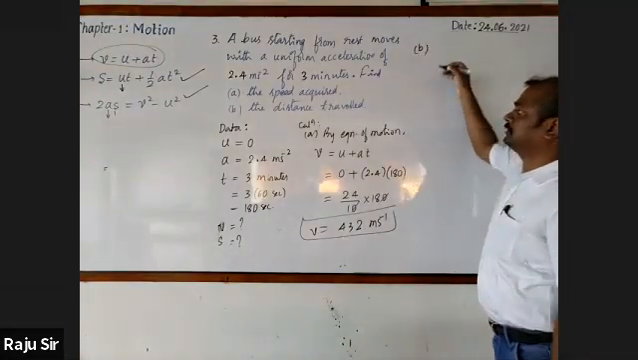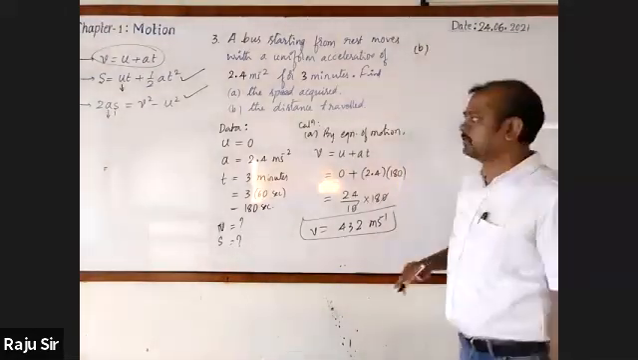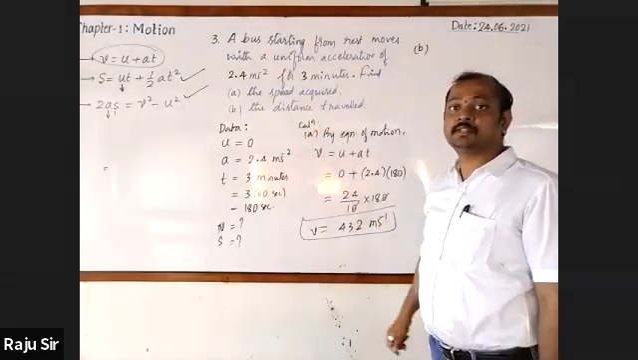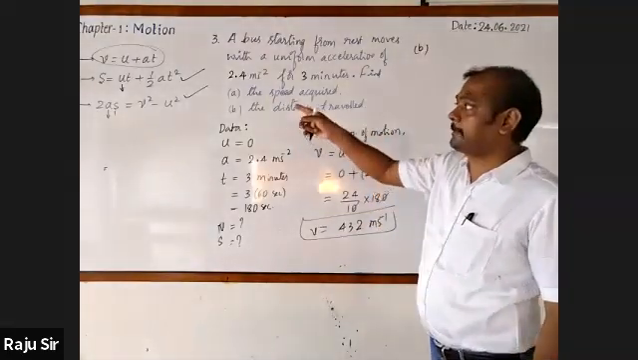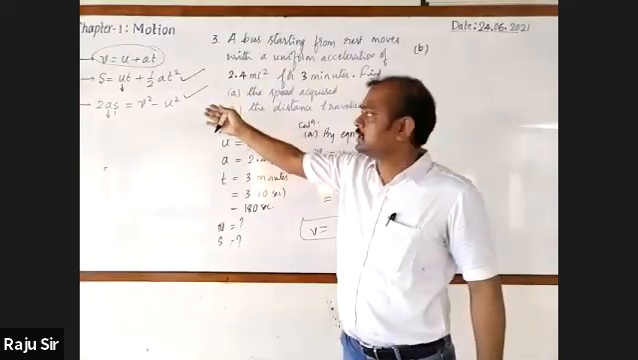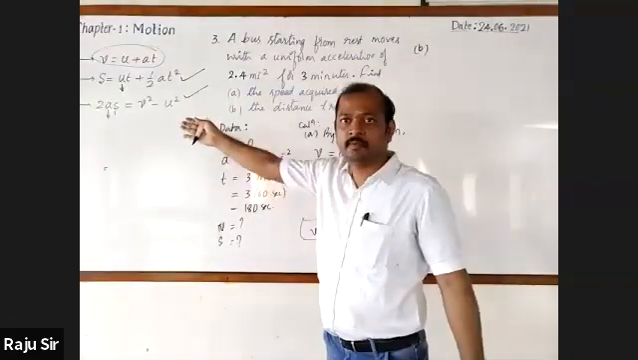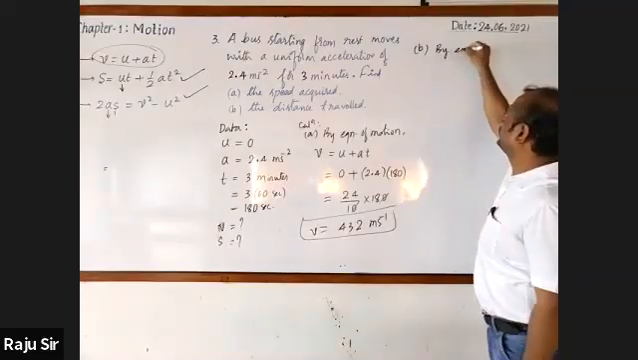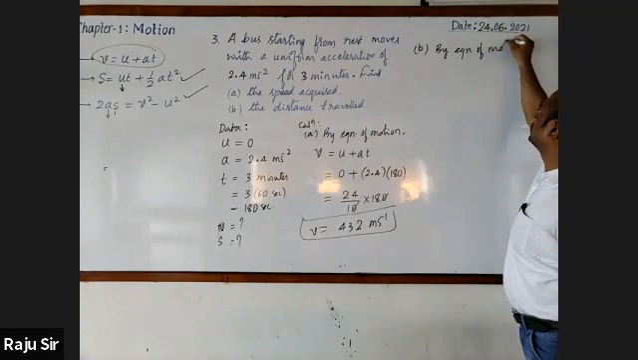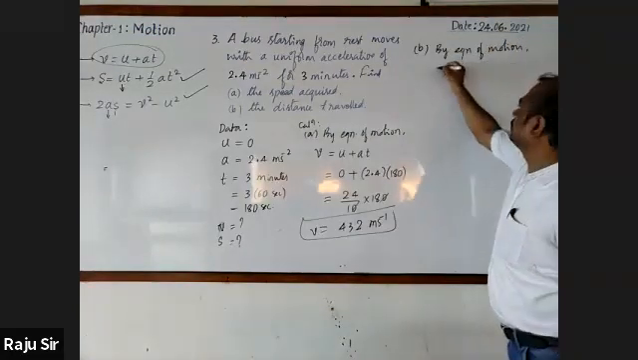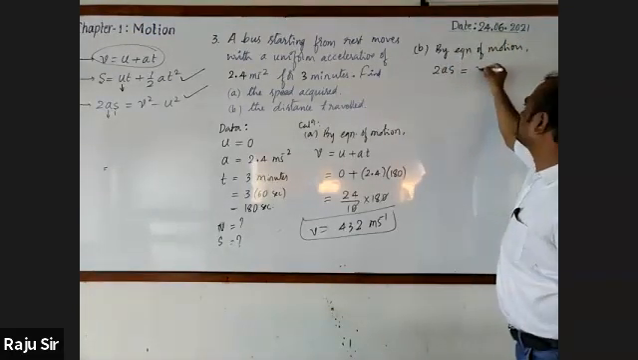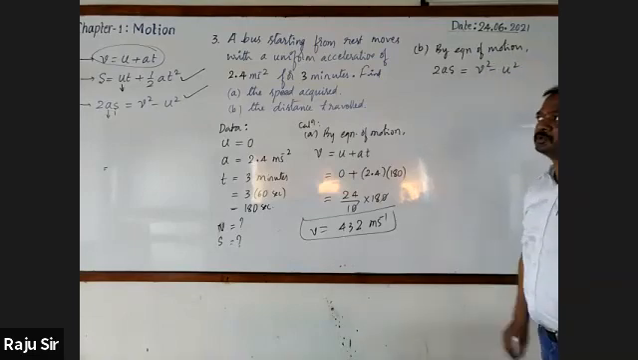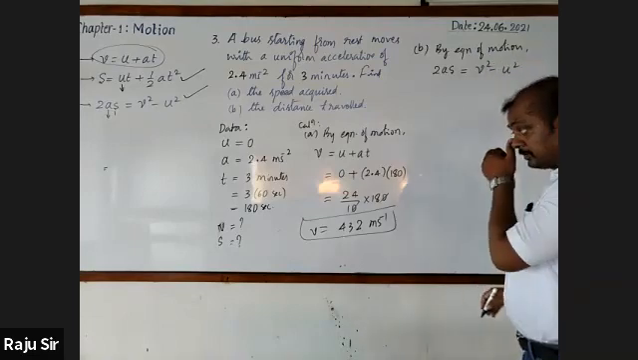Now, we have to find out the distance. How do you go for finding the distance? Second equation. Second or third equation. Second equation, all the terms are not known. Shall we move on to third one? Yes, sir. Again, by equation of motion, that is 2as is equal to v square minus u square.